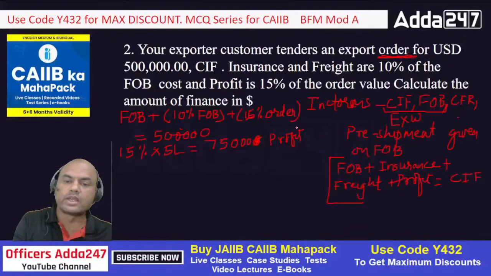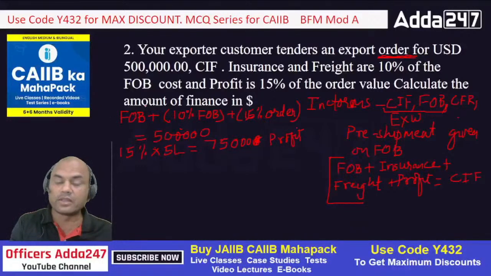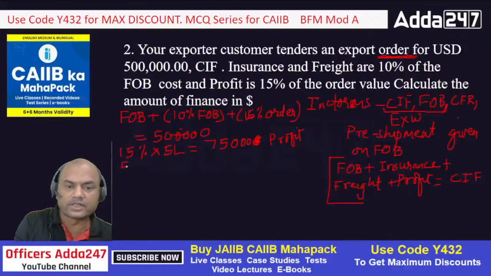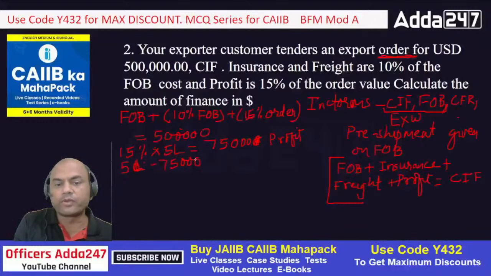Got it? So I have to subtract this profit because I have to come to the FOB value. So what will I do? 5 lakh minus 75,000. Now profit is removed. So what is my order remaining now?